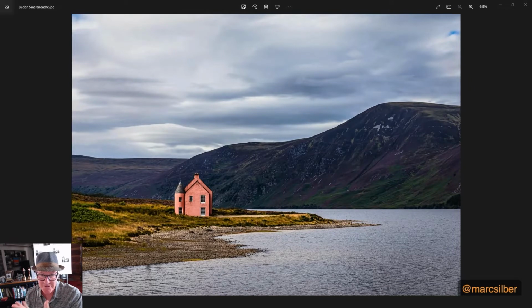I love this. This is great. This is from Lucien, The Pink House, Scotland. Nice. I probably have driven by that, but I don't remember seeing that. That's a very Scottish sky scene, very cloudy.